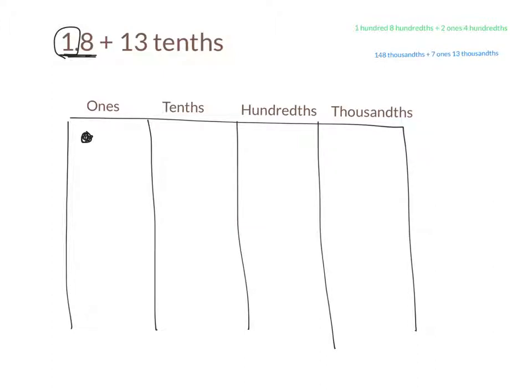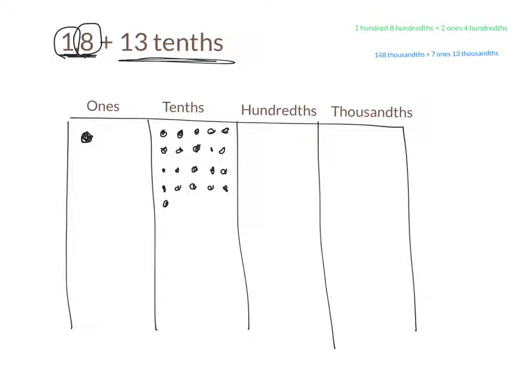What about the 0.8? That's 8 tenths, right? So Sanjana, what do I need to draw? Since it's 8 tenths, you'll draw 8 dots in the tenths. Very good. 1, 2, 3, 4, 5, 6, 7, 8. Now to that, I want to add 13 tenths. So how many dots do I need to draw in the tenths column? 13. Go ahead and do that. 1, 2, 3, 4, 5, 6, 7, 8, 9, 10, 11, 12, 13.